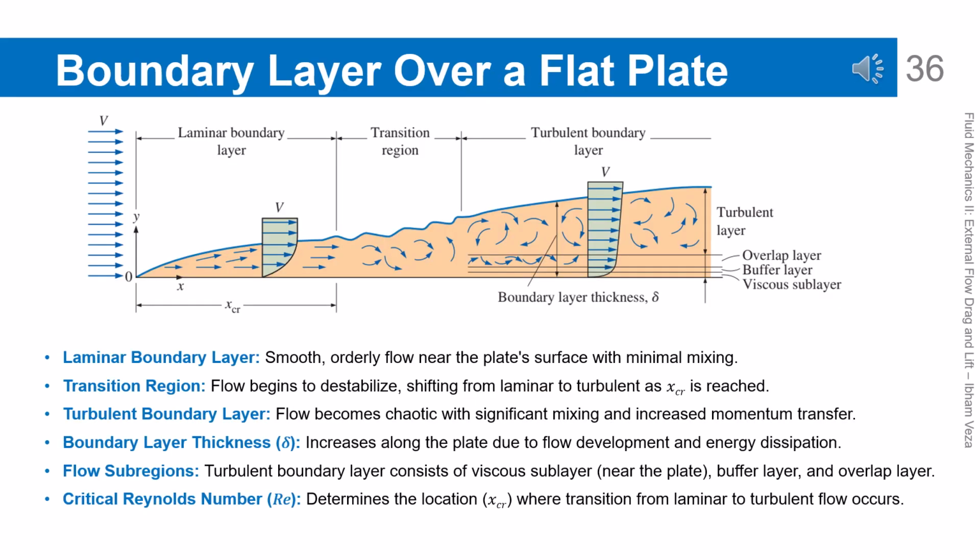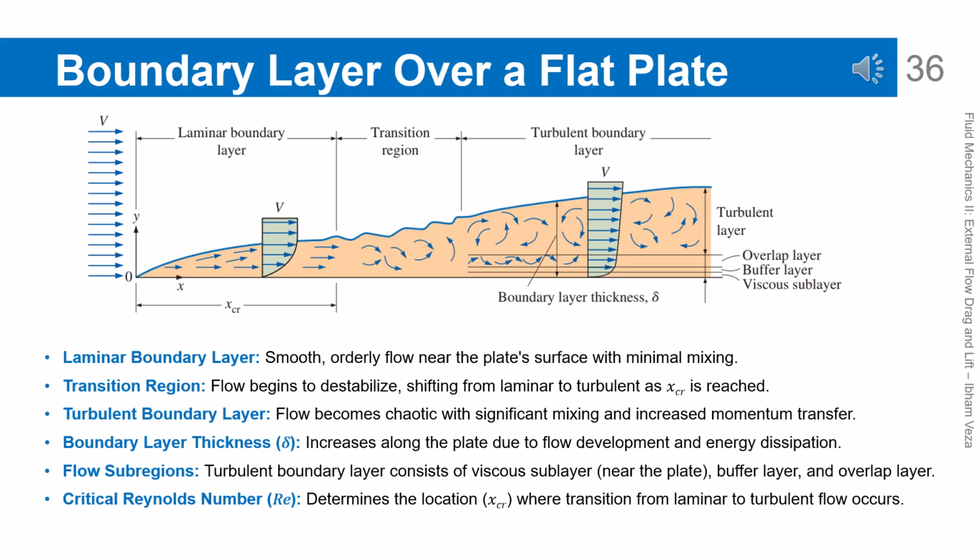Boundary layer development over a flat plate. Near the plate's surface, the flow starts as laminar and orderly. As the distance from the leading edge increases, the flow enters a transition region and eventually becomes turbulent. The boundary layer thickness grows along the flow direction.